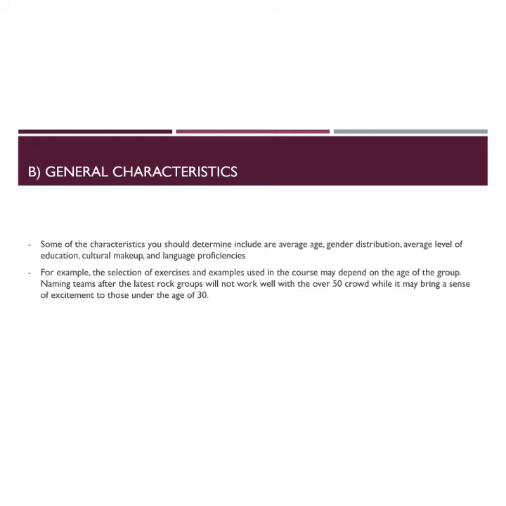General characteristics. Some of the characteristics you should determine include average age, gender distribution, average level of education, cultural makeup, and language proficiencies. For example, the selection of exercises and examples used in the course may depend on the age of the group. Naming themes after the latest rock groups will not work well with the over 50 crowd, while it may bring a sense of excitement to those under the age of 30.